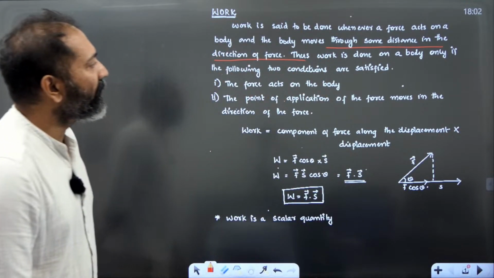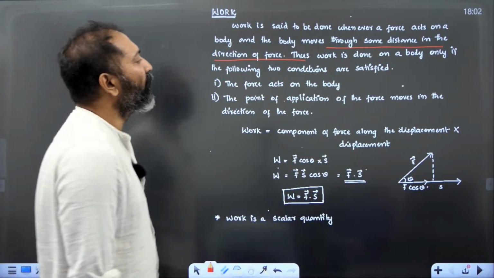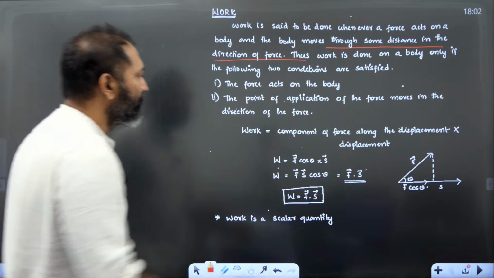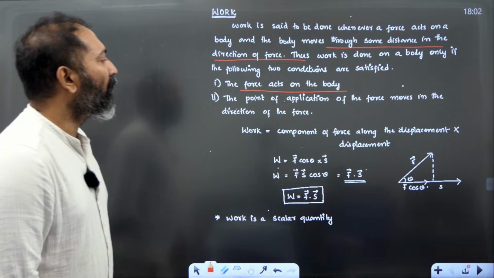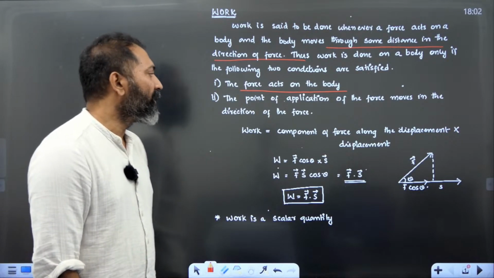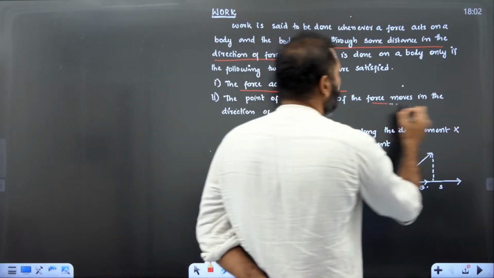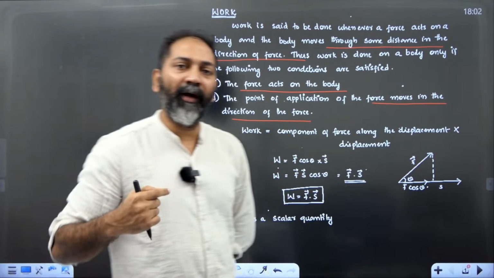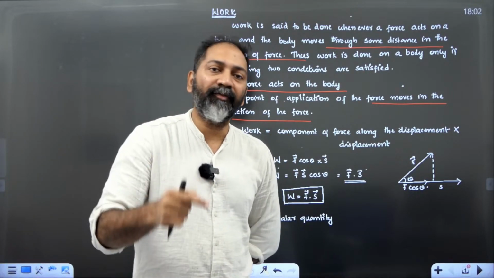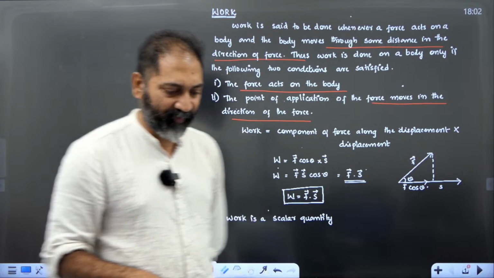Thus, work is done on a body only if the following conditions are satisfied. There should be a force acting on a body. Then the point of application of the force moves in the direction of force. The point at which you are applying force has to move in the direction of force.